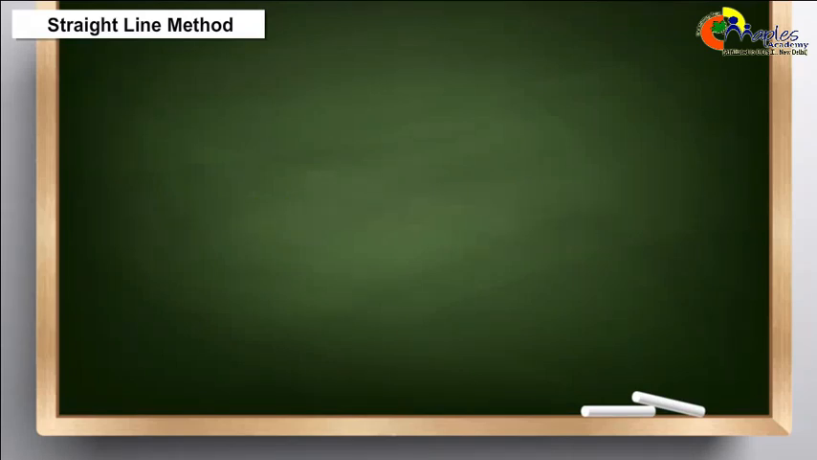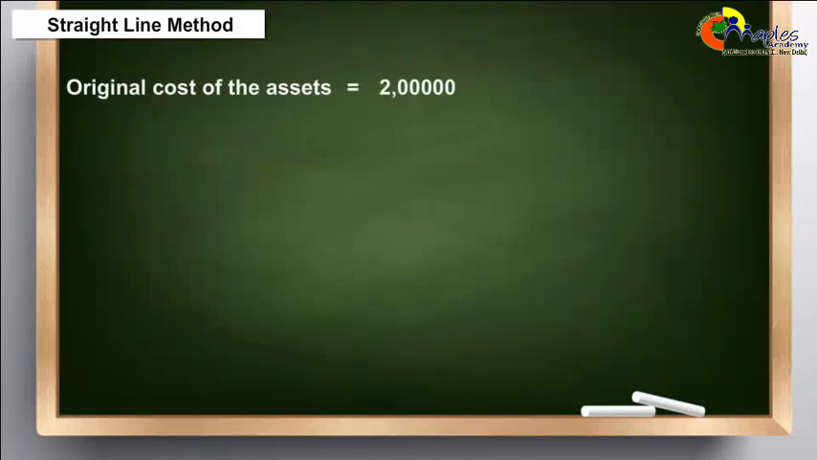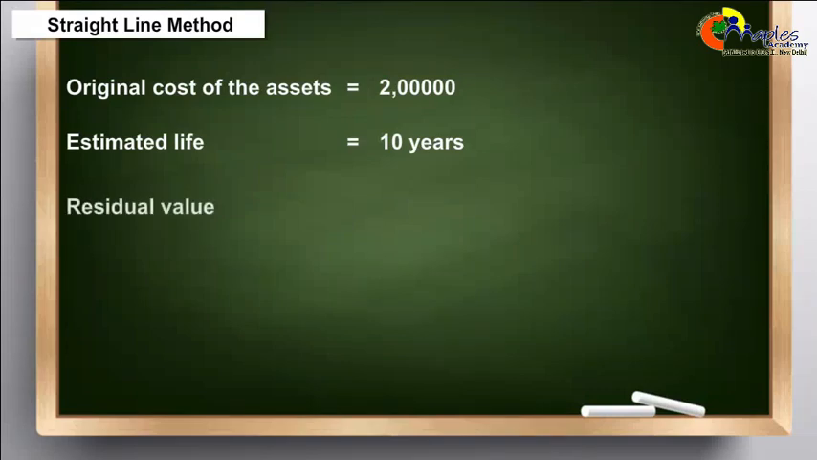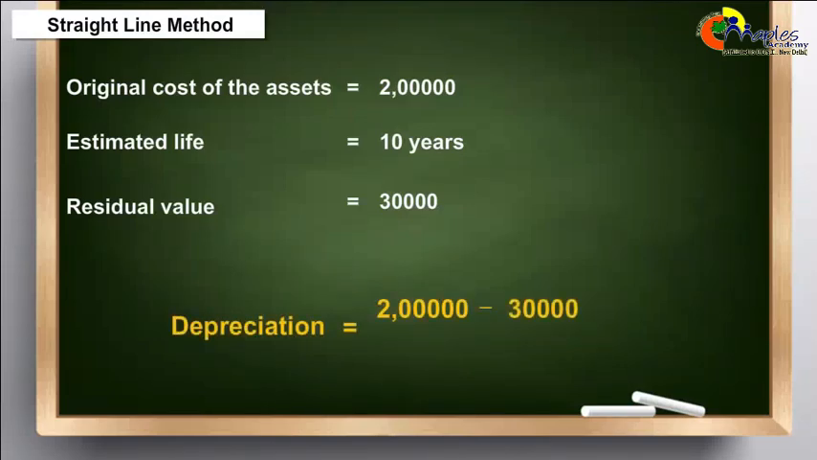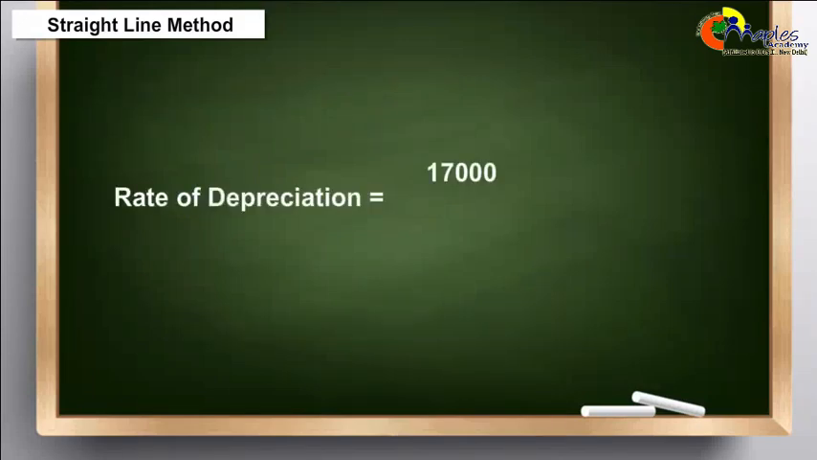Let us take an example. Suppose the original cost of the asset is 2 lakh and estimated life is 10 years. The residual value is estimated to be 30,000. The depreciation would be calculated as. The rate of depreciation would be.